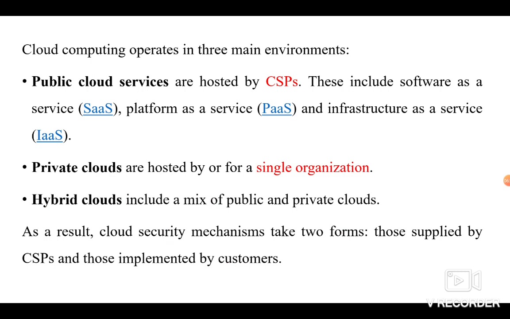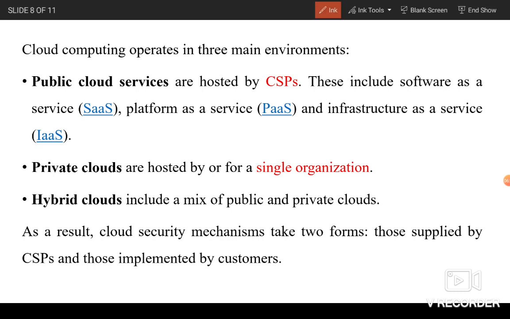Cloud computing operates in three main environments, as we all know. One is public cloud services, the second is private cloud services, and the third is hybrid clouds. Public cloud services are hosted by the cloud service provider. These include software as a service, platform as a service, and infrastructure as a service. The second one is private clouds, which are hosted by a single organization. And the hybrid cloud is a mixture of public and private clouds.